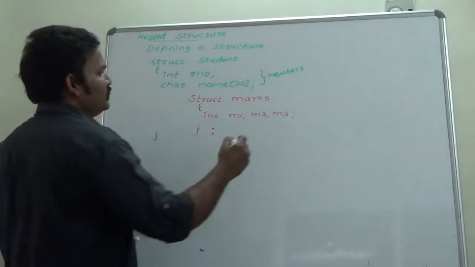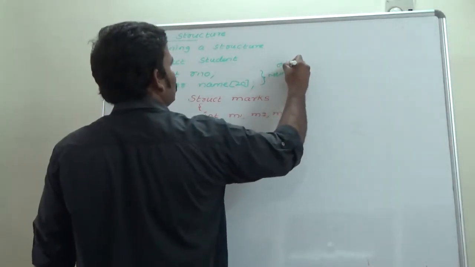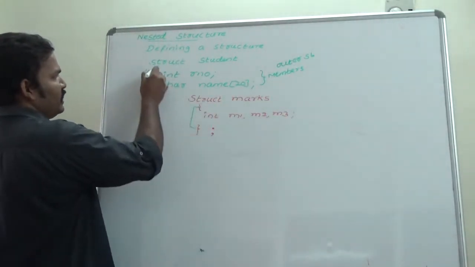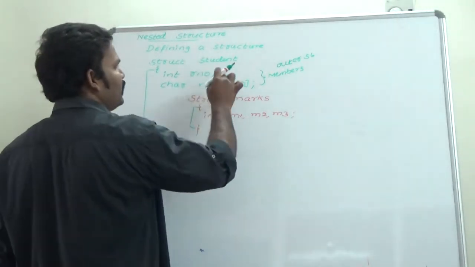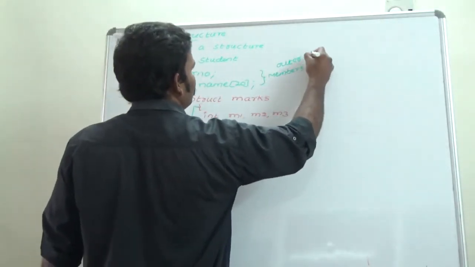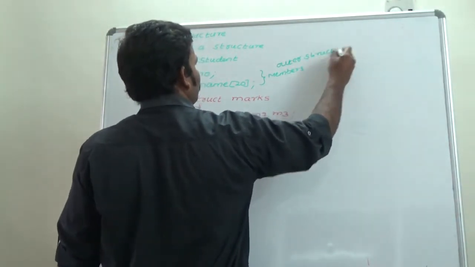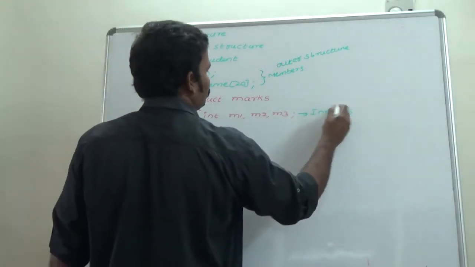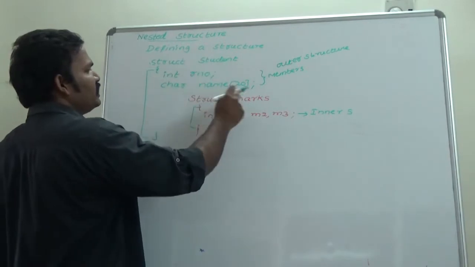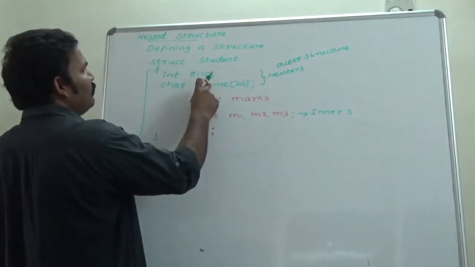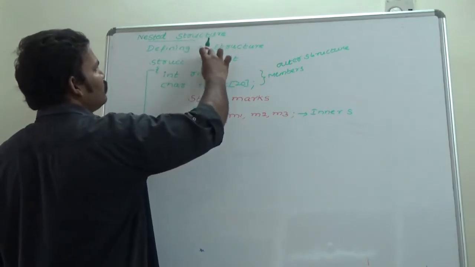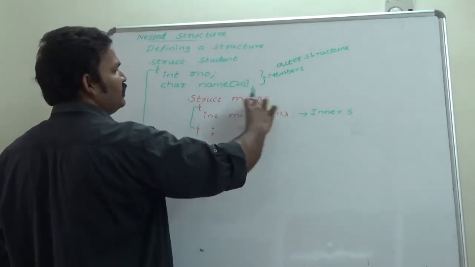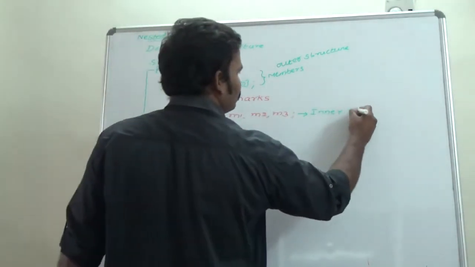Right, so here these are outer structure members. So this is inner structure, and this is outer structure. Roll number and name are the outer structure members, and M1, M2, M3, these are what? Inner structure members. So here the outer structure is struct student, and the inner structure is struct marks. Roll number and name, these 2 members belong to the outer structure. That's why these are outer structure members. M1, M2, M3 are inner structure members.